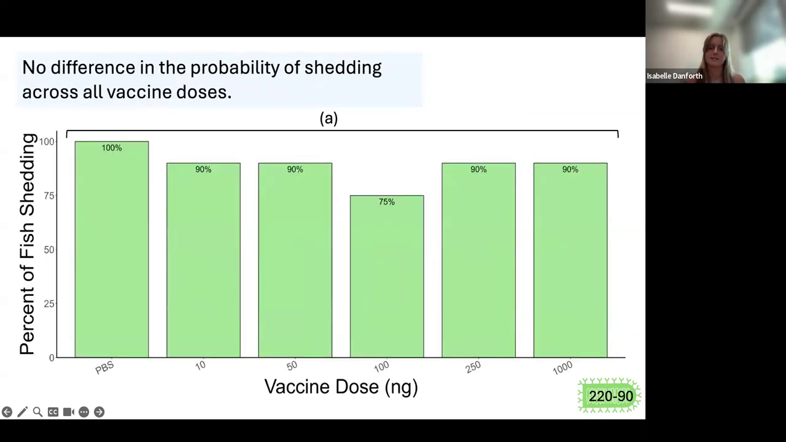Similarly, we saw no difference in the probability of shedding across all vaccine doses. So unvaccinated fish are just as likely to shed as those vaccinated with our highest vaccine dose.